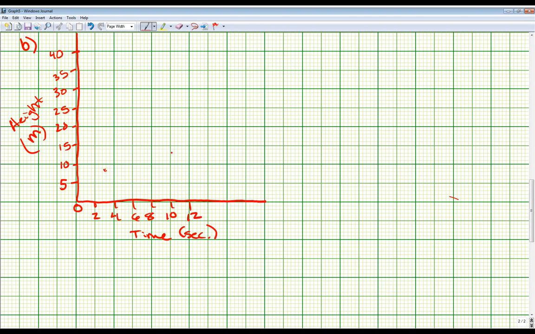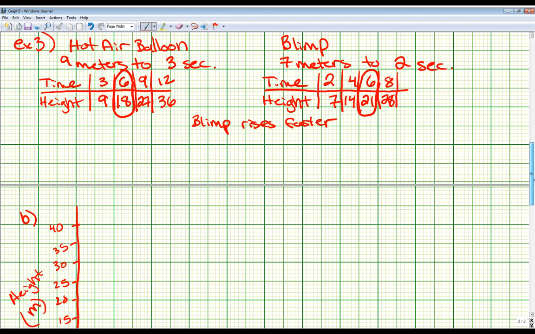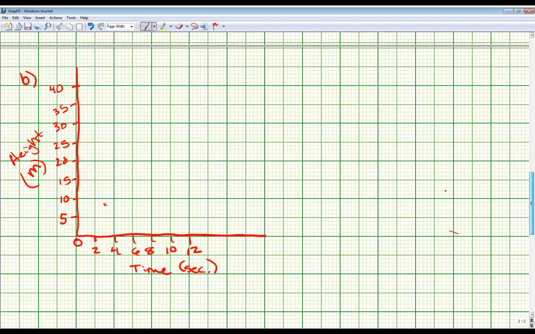There's our dot. The next one, we scroll back up, says 6 seconds and 18 for our height. So we're going to go over to the 6 seconds and up to 18. Well, here's 15. There's 20. So 18 is going to be a little bit underneath that. The next one in our chart says 9 seconds and 27 for our height. So 9 seconds would be right in between the 8 and the 10. 27 would be right about here. So we'll make a dot.